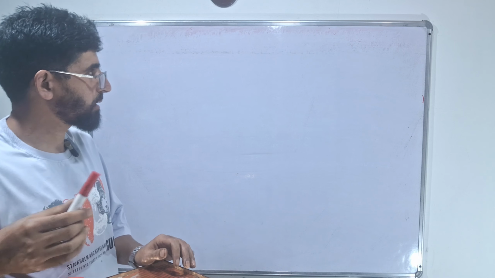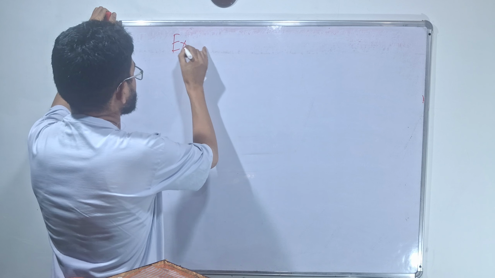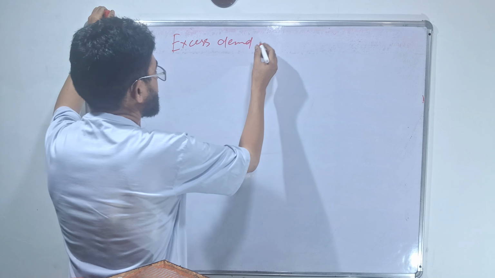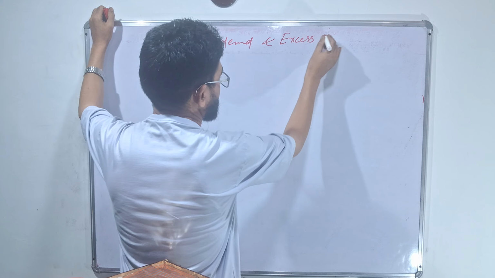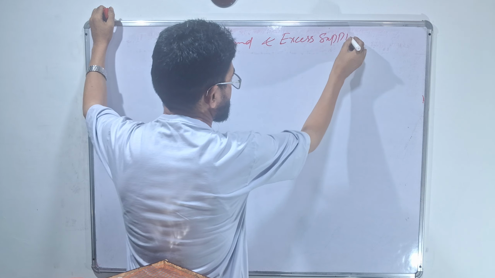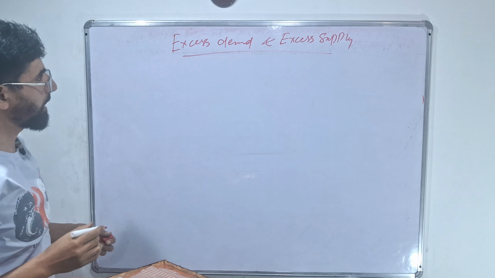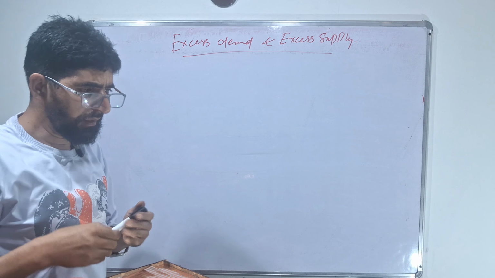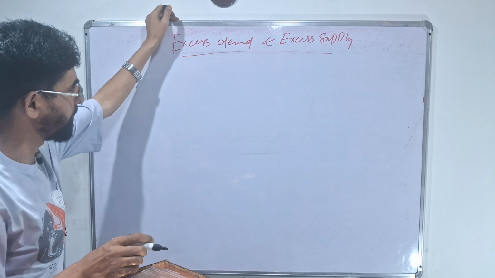Today I am going to discuss what we call excess demand and excess supply. These are the two key concepts in economics: excess demand and excess supply. Generally, in the previous lecture I discussed short-run equilibrium.